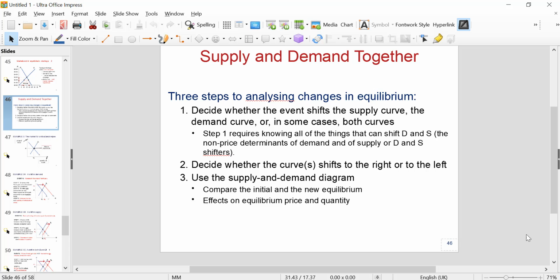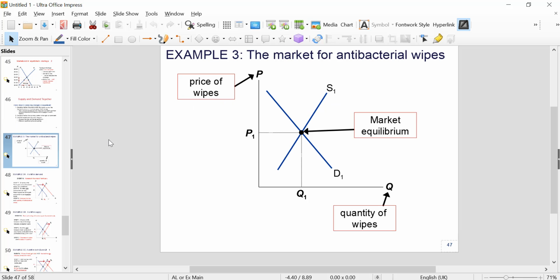So let's have a quick look at these cases. We will start the example with a market for antibacterial wipes. Our market at the moment is in equilibrium at the point P1 and Q1, and we have the y-axis showing us the price of wipes, and then on the horizontal axis we have the quantities demanded.